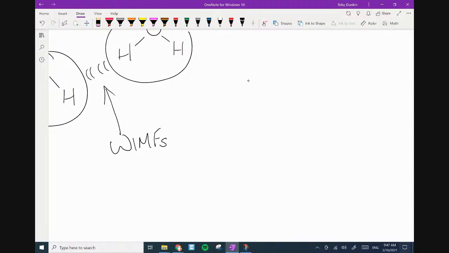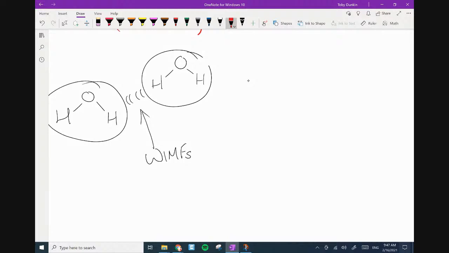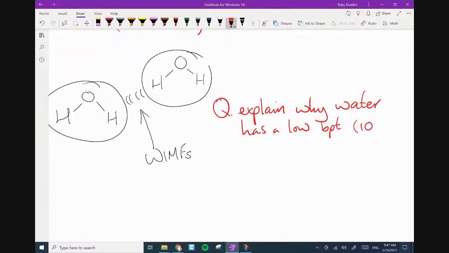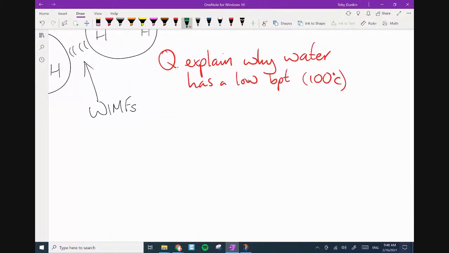And these forces are very weak. What that means is the energy to break these is low. So we can then do an exam question. Explain why water has a low boiling point (100 degrees C). As soon as you see explain boiling point, we know what we're running. We're running Susan Boyle sings Nelly the elephant.